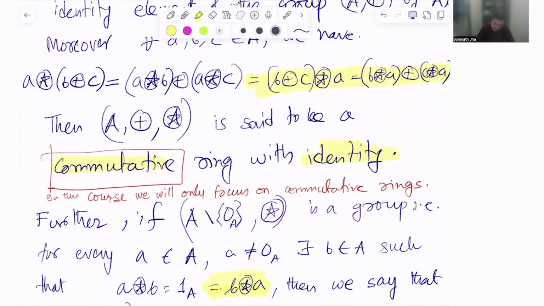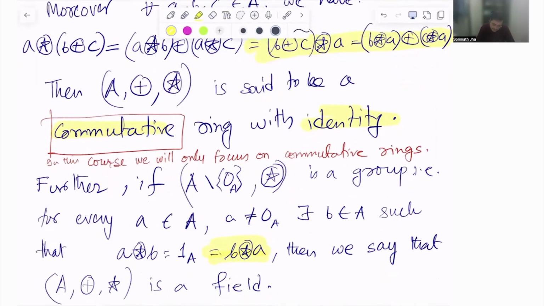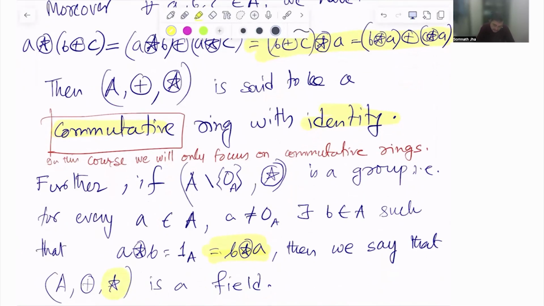So there exists, for every a, an element b such that a times b is the identity, or b equals a inverse. Then we say that this (A, plus, star) is a field. Okay. So it means (A, plus) is an abelian group, and A minus 0, if you remove the additive identity, that set is a multiplicative group. Then we call it a field.